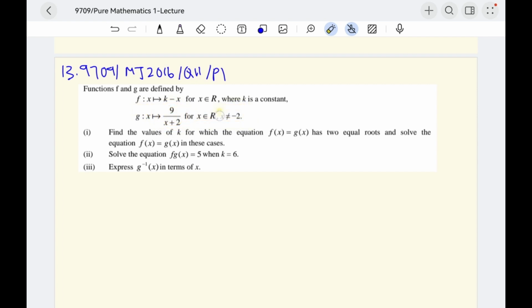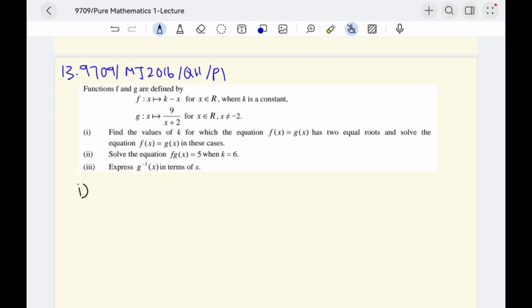So actually these statements make sense, because when you substitute negative 2 inside the domain, this entire function is undefined because you can't divide by 0. So for the first part, find the values of k for which the equation fx equals gx has two equal roots, and solve the equation fx equals gx in this case. Let's begin from the first part.